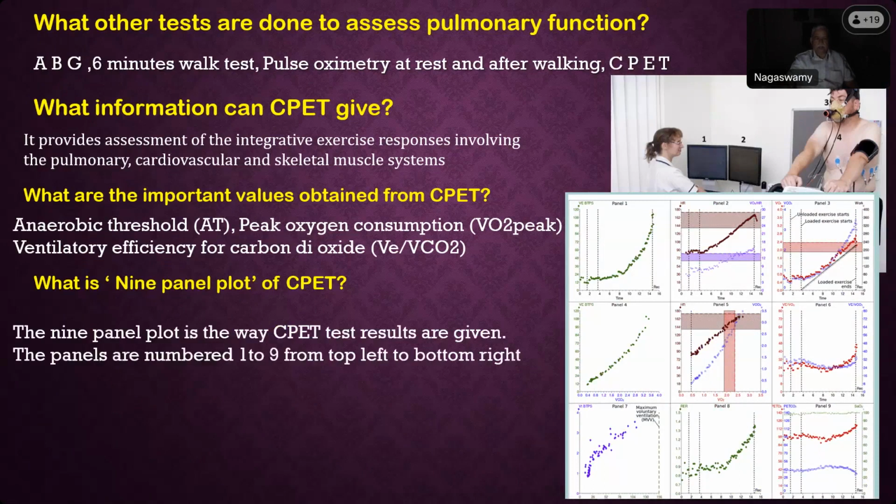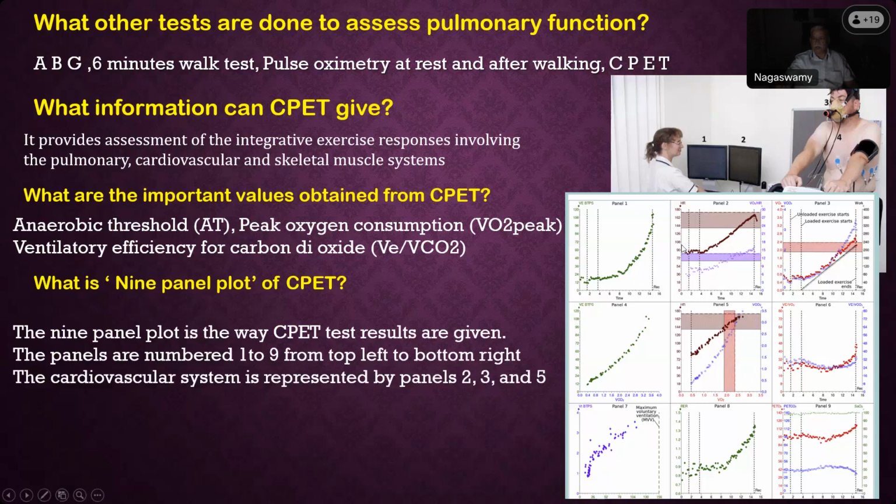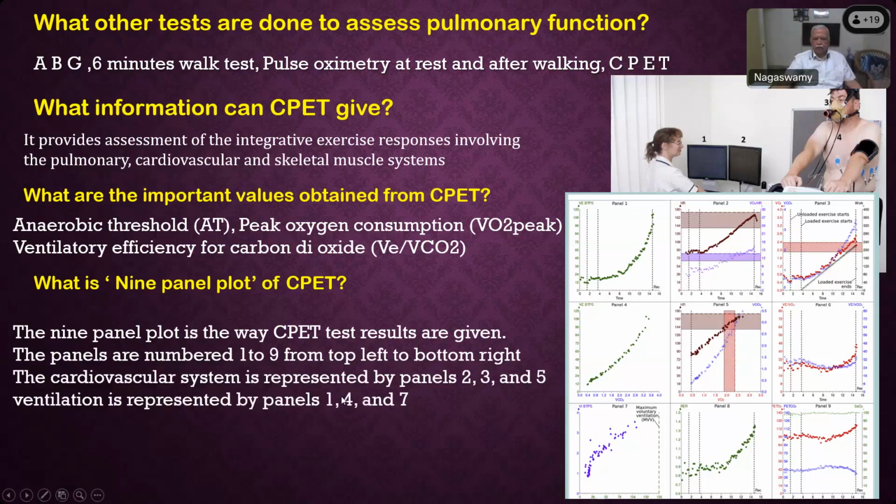Here the panels are numbered 1 to 9 from top left to bottom right, and the cardiovascular system is represented by panels 2, 3 and 5. You can see the more colorful ones, 2, 3 and 5, where you have multiple colors. They represent the cardiovascular system, and the ventilation is represented by panel 1, panel 4 and panel 7 in the same line. And panels 6, 8 and 9 represent the ventilation perfusion relationship. This is given in the British Journal of Anaesthesia.